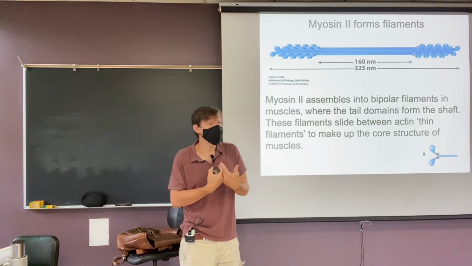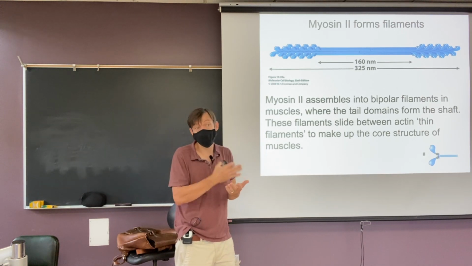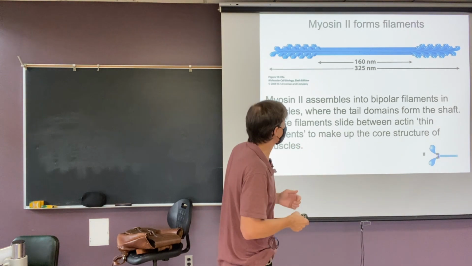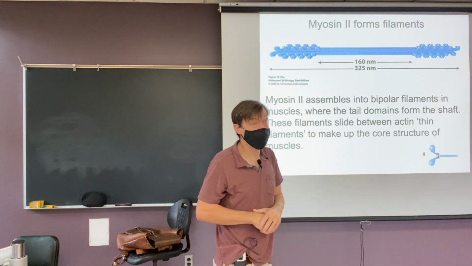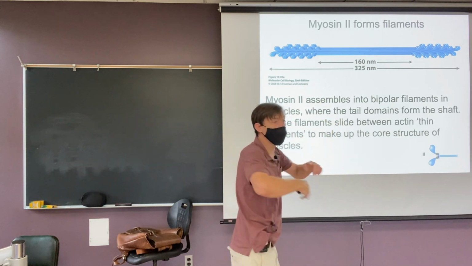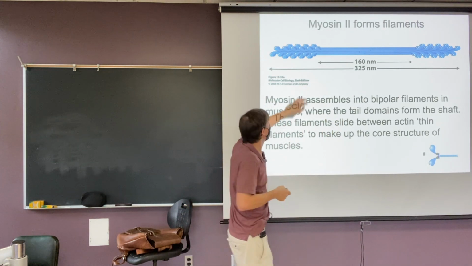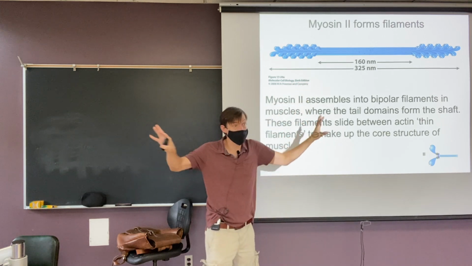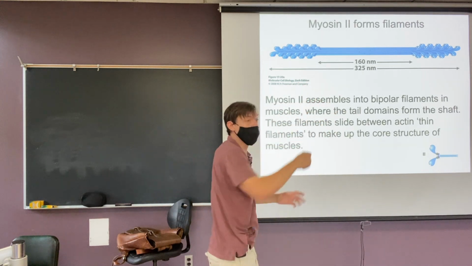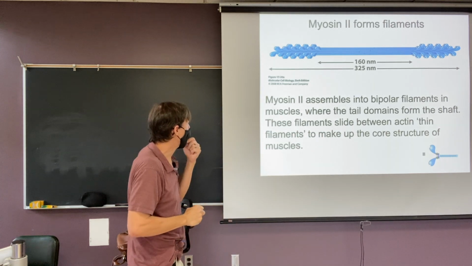So in the convergence zones of cells, in the T-zone of growth cones, and actually throughout cells, myosin 2 forms these filaments. The tails all line up, and they form this nice bundle. Then the heads stick out, and they're ready to grab onto actin filaments. These myosin 2 filaments are a functional unit.